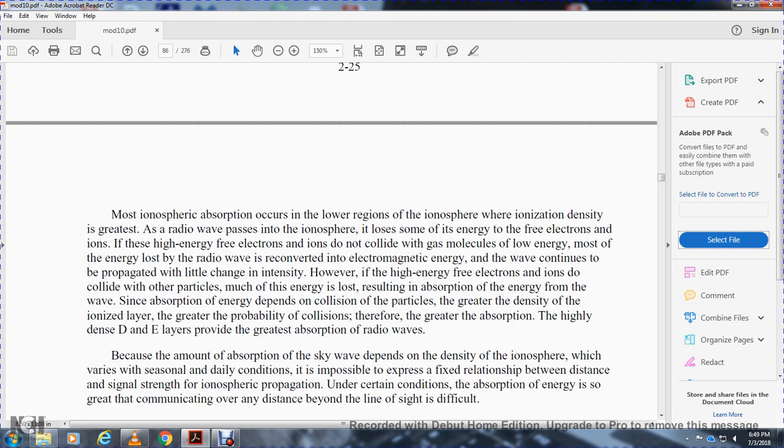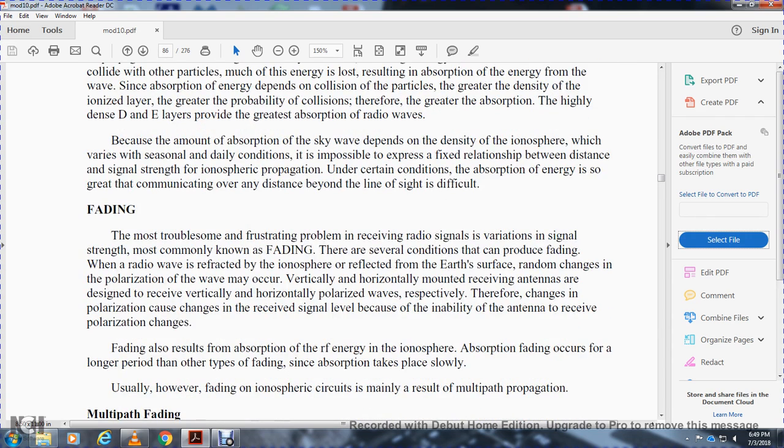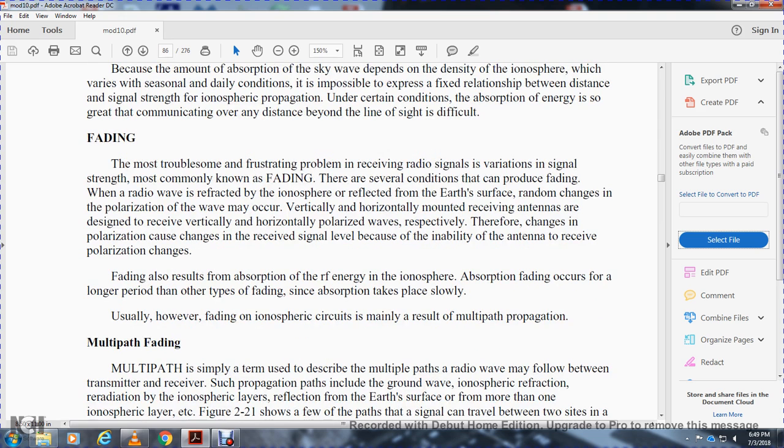Since the absorption of energy depends on the collision of particles, the greater the density of the ionized layer, the greater the probability of collision, and therefore the greater the absorption. The higher density of the D and E layers provides the greatest absorption of radio waves. All right, because the amount of absorption of the sky wave depends on the density of the ionosphere, which varies with daily and seasonal conditions, it is impossible to express a fixed relationship between the distance and the signal strength of ionospheric propagation. Under certain conditions, absorption of energy is so great that communicating over a distance beyond line of sight is difficult. All right, fading.